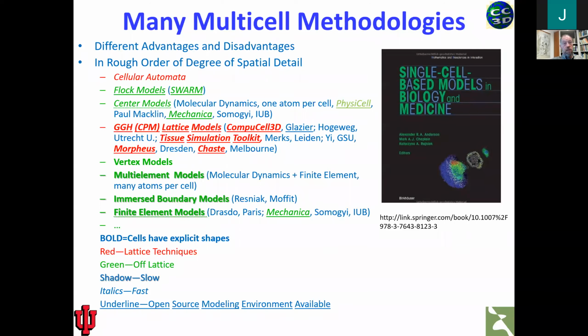What are called vertex models, which are very often used in modeling tissue folding and bending in early development. Multi-element models, which combine the center model approach with some finite element techniques, and a variety of others. Finite element models are classic solids models that people like Andy Semoji here at IU are developing. Each one of these methods computationally has advantages and disadvantages in terms of number of cells, speed, detail, and so on. They're all valuable in their way for different problems.